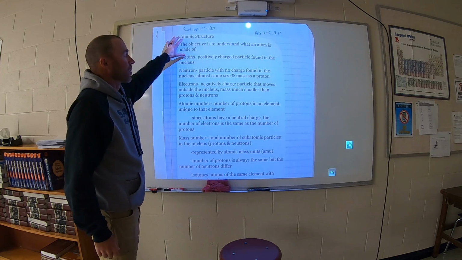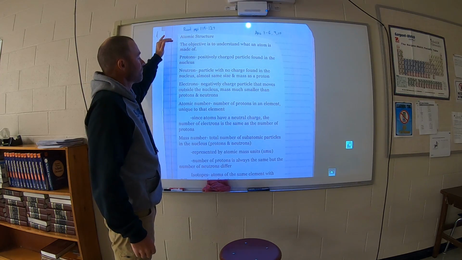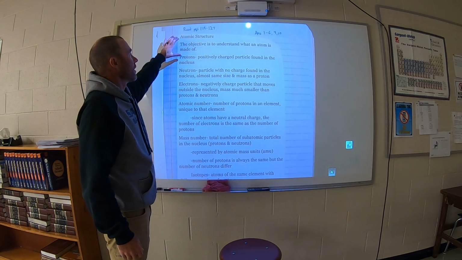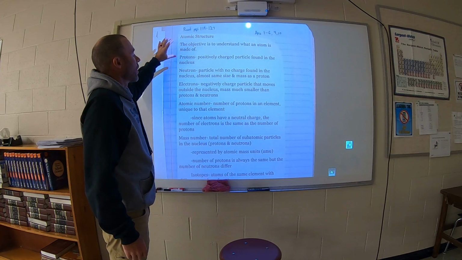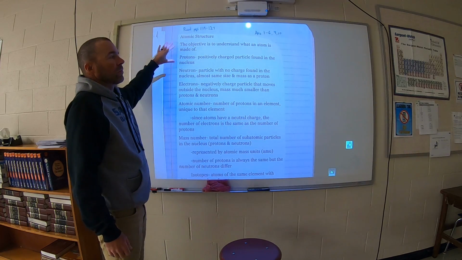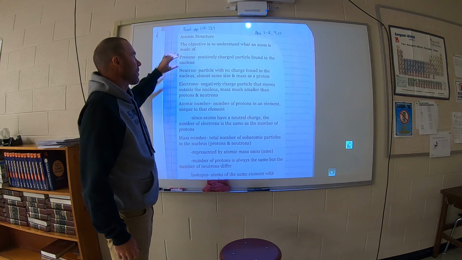The objective of this section is to understand what an atom is made of. This is a very important section for the rest of this quarter and into third quarter. We have to understand what an atom is made of and what the periodic table tells us about atomic structure.